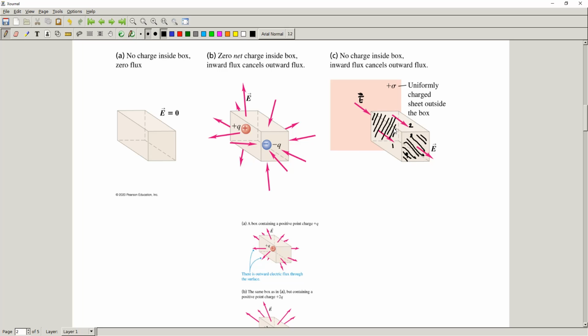And that's what this flux is telling us, right? This electric flux tells us that since there is no net flux through our closed surface, there is no charge in the box.